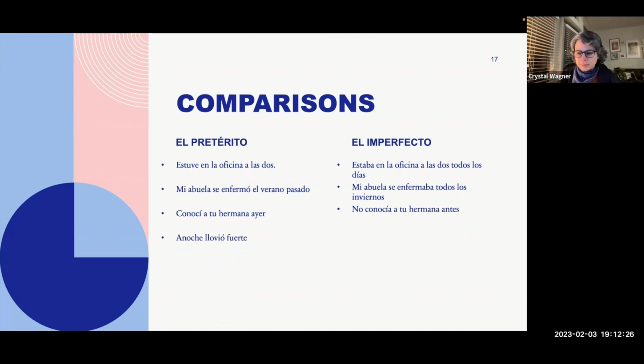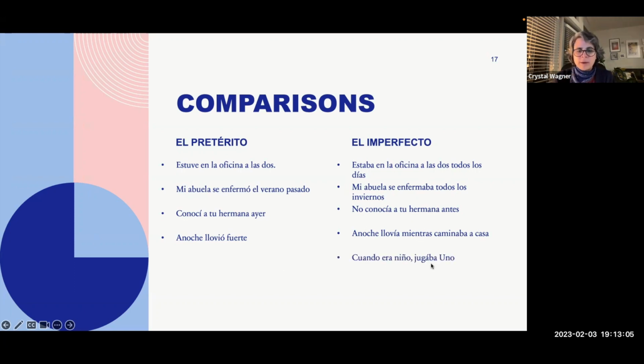Anoche llovió fuerte. Last night, it rained heavily. So this happened. But anoche llovía mientras caminaba a casa. So what is the difference here? Because both of them happened last night. Well, this one right here, en el imperfecto, is a description and mientras, right? So two things are happening concurrently. Last night it was raining while I was walking home. Also, like I said, it's a description.